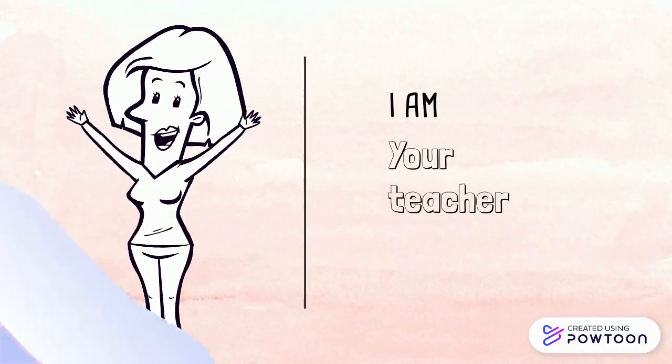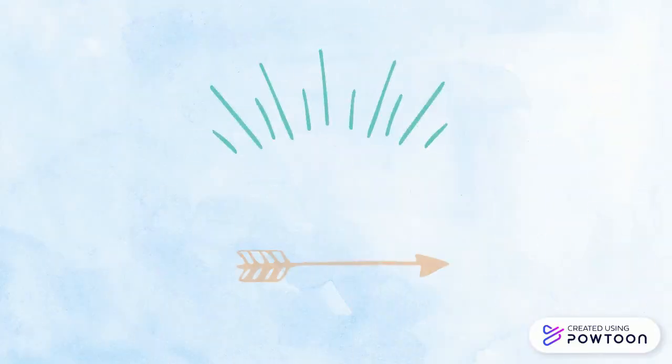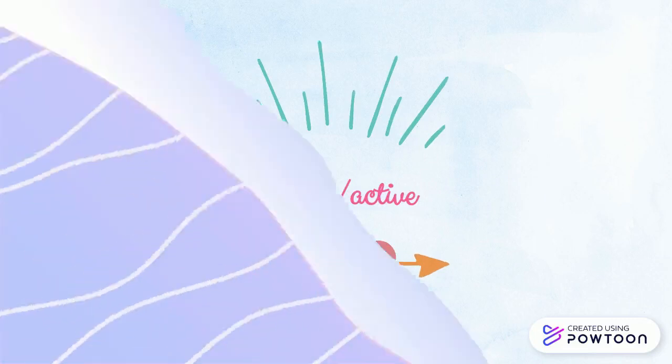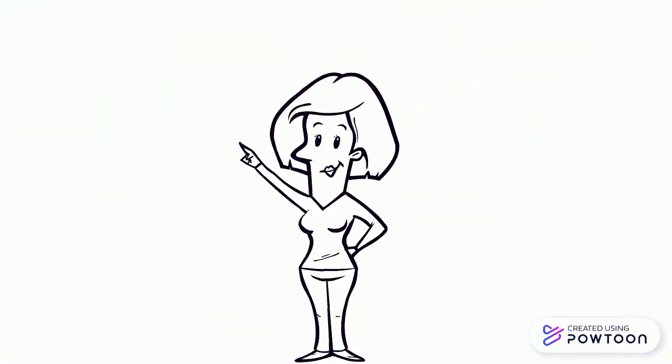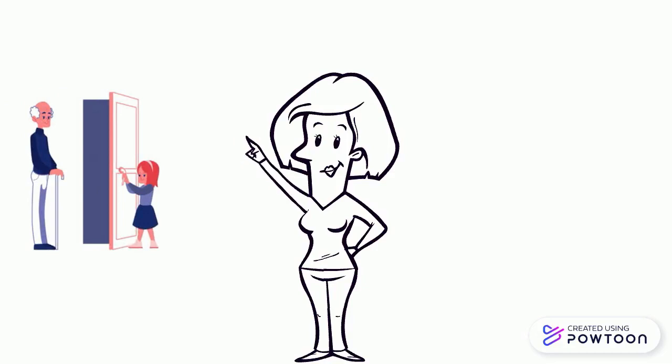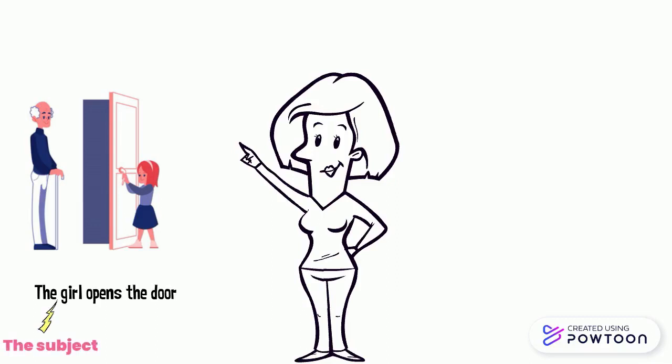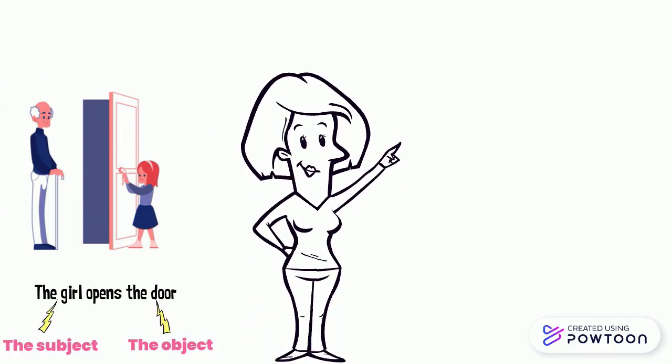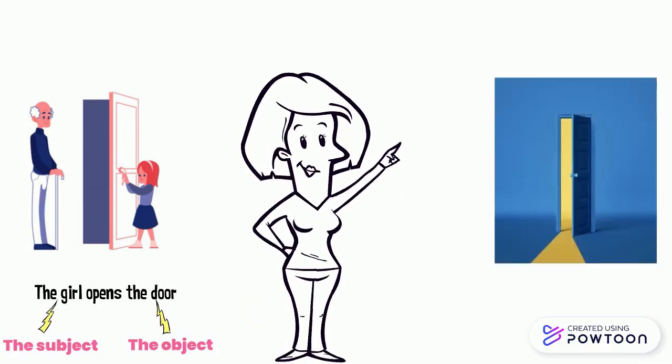So let's get started. As a beginning, I want to clarify the difference between passive voice and active voice. Well, a voice refers to the form of the verb that indicates whether the subject of the sentence performs the action or receives it. We use the active voice to say what the actor or subject does. In this case, the girl opens the door. The girl is the subject, whereas the door is the object. We use the passive voice to say what happens to the object, like this one.